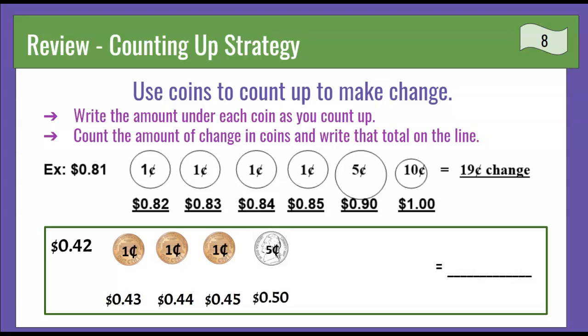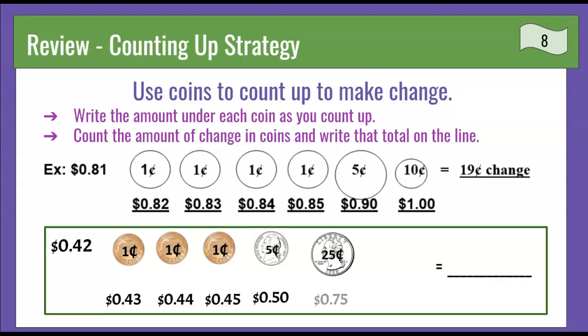Adding a nickel onto 45 cents brings me to a total of 50 cents. And what would make the most sense from 50 cents? Well, although a lot of people want to say a 50-cent piece, not a lot of people have a 50-cent piece hanging around in their pocket. So most likely you would add a quarter.